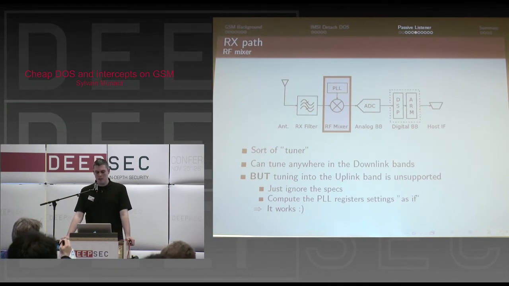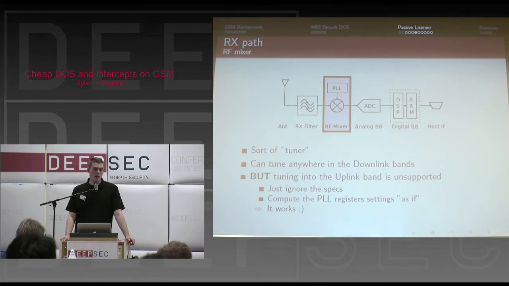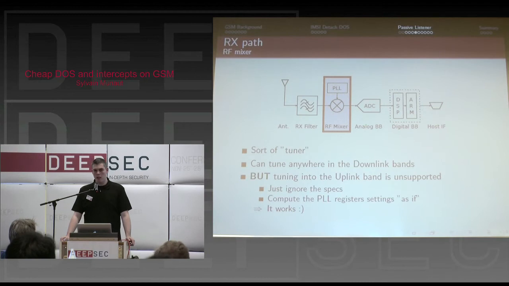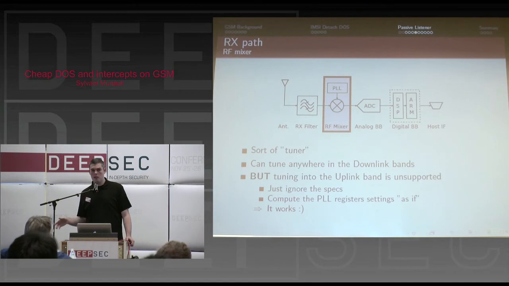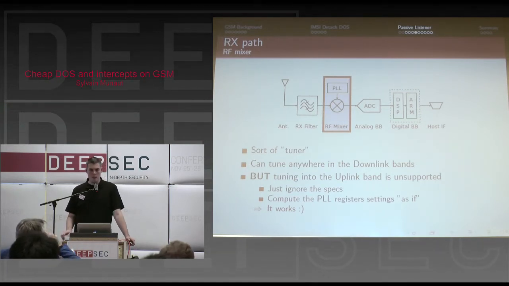Just after that, you find the mixer. The mixer is basically the tuner of the phone. It can obviously tune anywhere in any downlink band that the phone supports. Actually even more than what the phone supports, because the chipset itself supports 850, 900, 1800, and 1900, even if officially it only supports 2. The tuner will actually support all the bands. But it obviously doesn't support tuning into the uplink, because a real phone never has to do that.